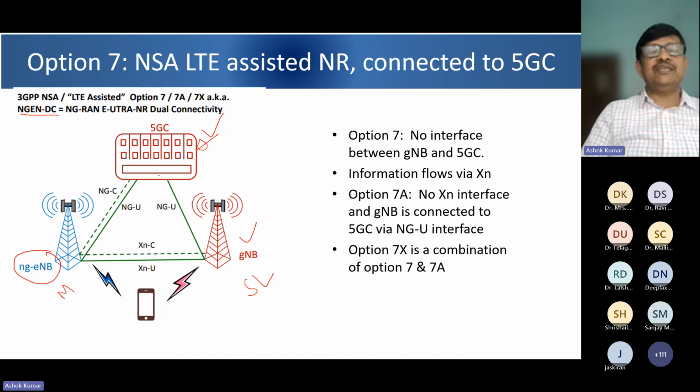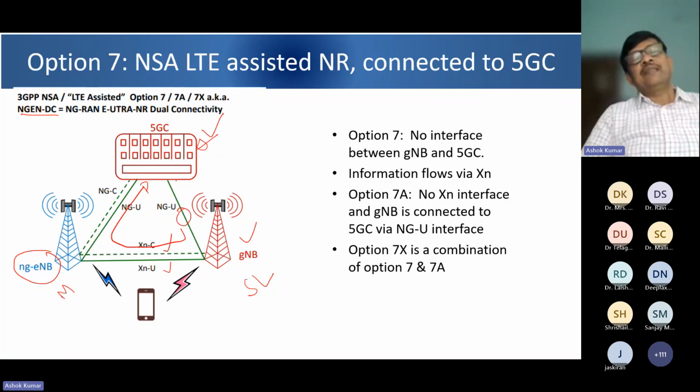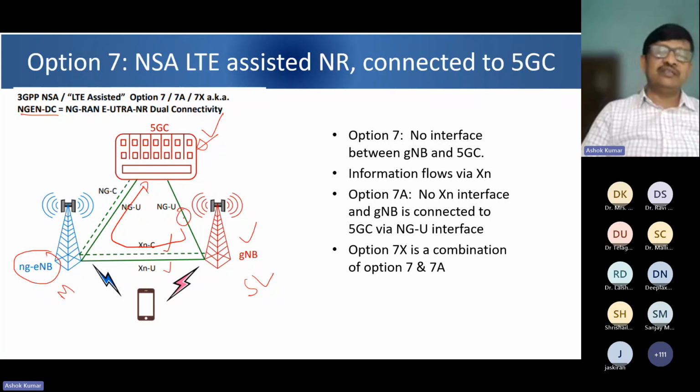So here also, same thing. Initially traffic will flow like this from the gNode B to the eNode B and to the 5G core, both control plane and user plane. But later on, it can be NG-U going directly here once your connectivity is in place. And then you can have a combined option as option 7X.